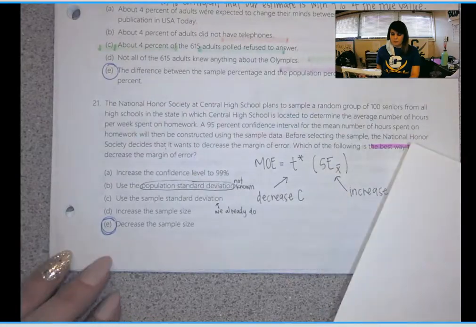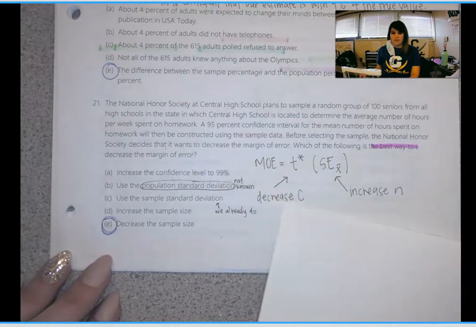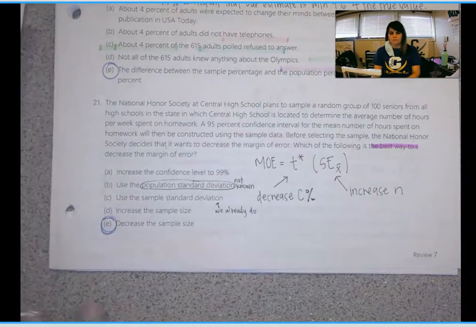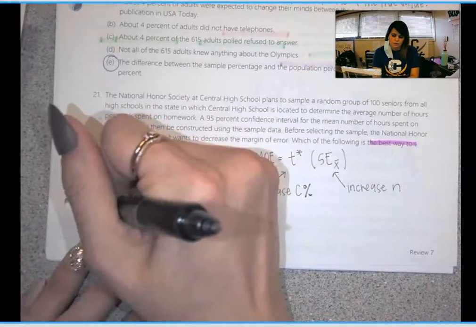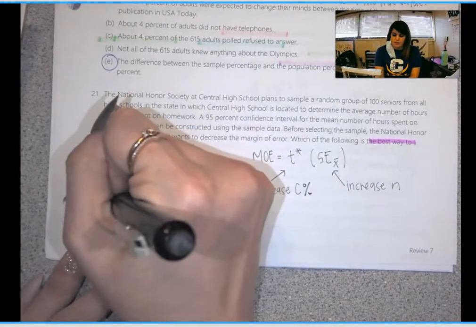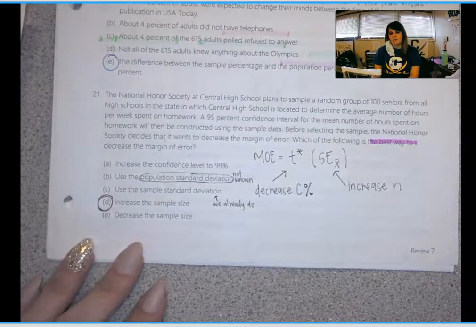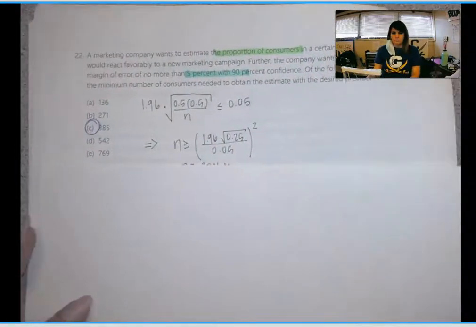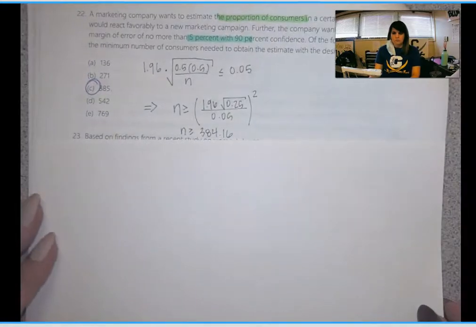The best way to decrease margin of error, this decrease C means decrease confidence level. So I really should say decrease C%. Oh, yeah, this one, did you guys catch that? The best way to decrease margin of error is to increase sample size. So I just circled the wrong one on that one. It's 22.